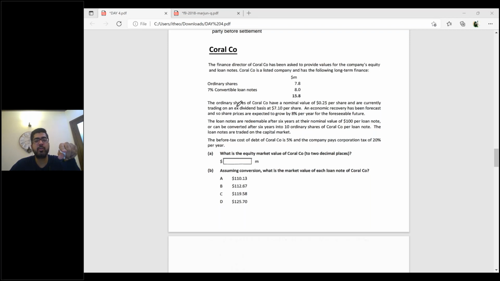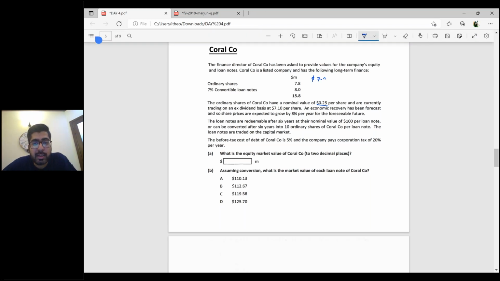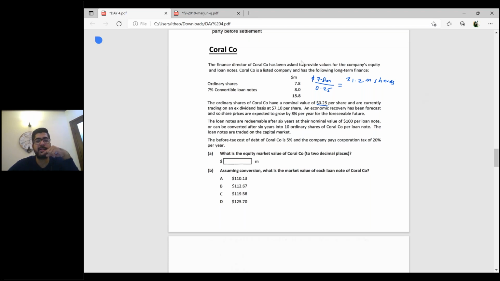Ordinary shares have a nominal value of 0.25 per share. This has been discussed multiple times in the classes that if ordinary shares in total are 7.8 million, and shares have a par value of 0.25, you can divide it to get the number of ordinary shares, which is 31.2 million.